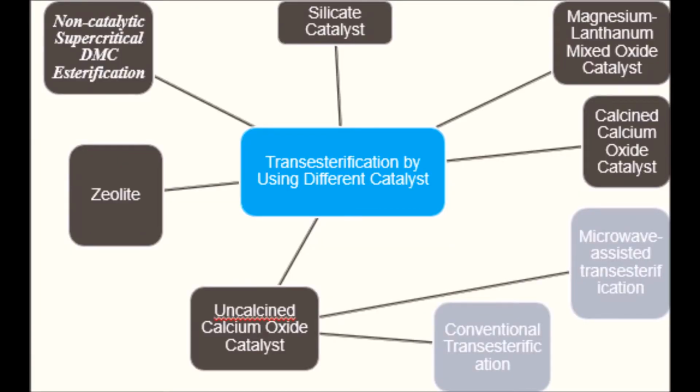By using the raw material of glycerol and DMC, transesterification can occur by using different catalysts. Among them are silicate catalyst, magnesium lanthanum mixed oxide catalyst, calcium oxide catalyst, uncalcined calcium oxide catalyst, and under it consists of microwave assisted transesterification and conventional transesterification, zeolite, as well as non-catalytic supercritical DMC esterification.